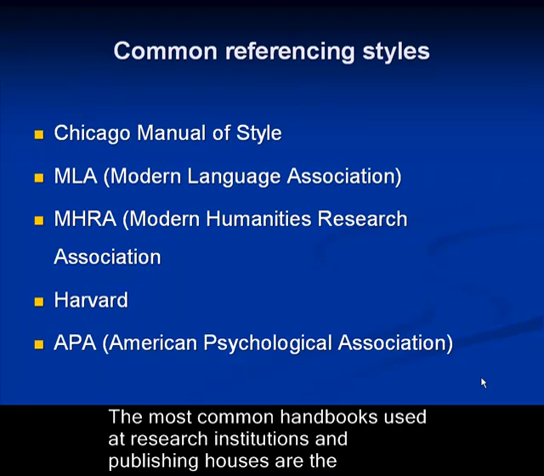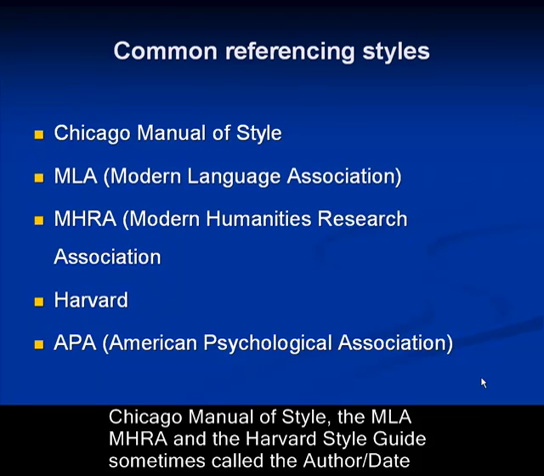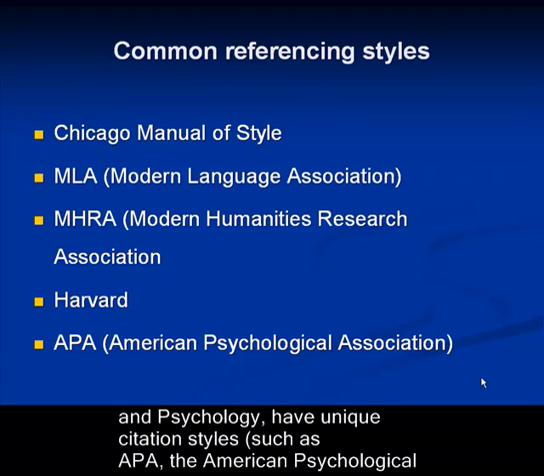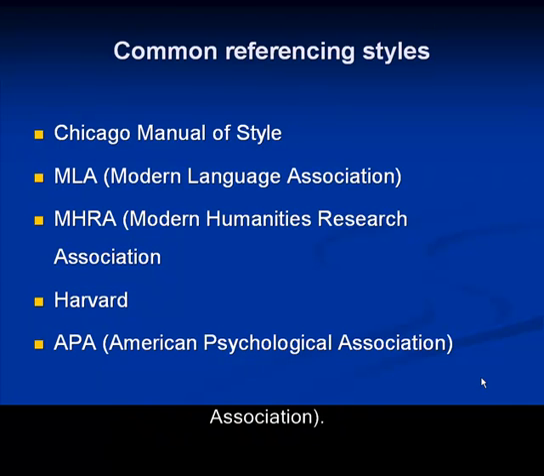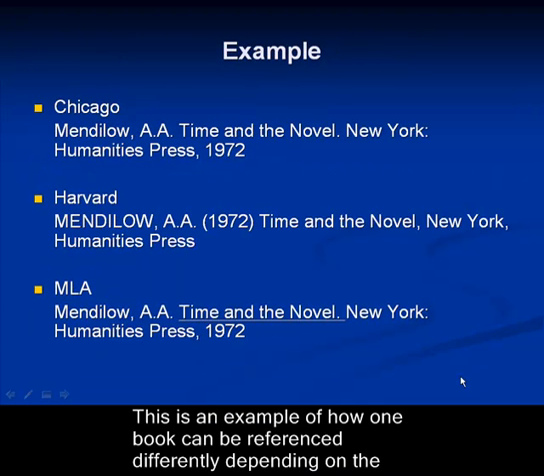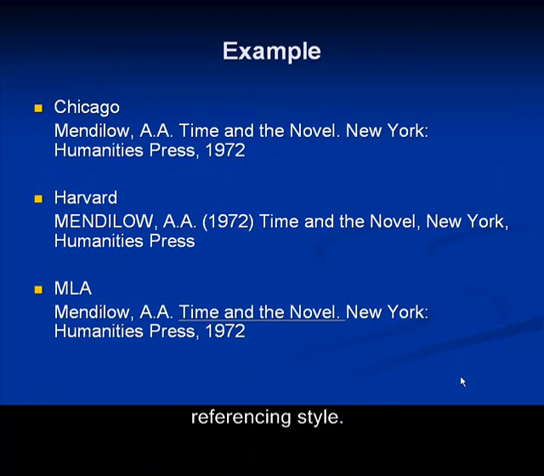The most common handbooks used at research institutions and publishing houses are the Chicago Manual of Style, the MLA, the MHRA, and the Harvard Style Guide, sometimes called the Author Date Style, which is widely used in the sciences. Individual disciplines such as sociology and psychology have unique citation styles, such as APA, the American Psychological Association. This is an example of how one book can be referenced differently depending on the referencing style.